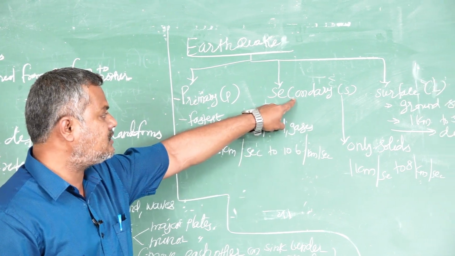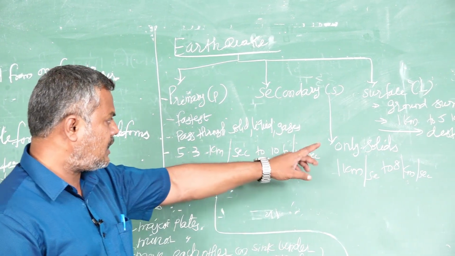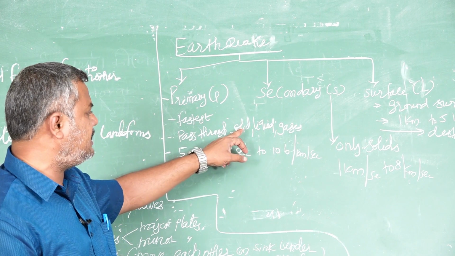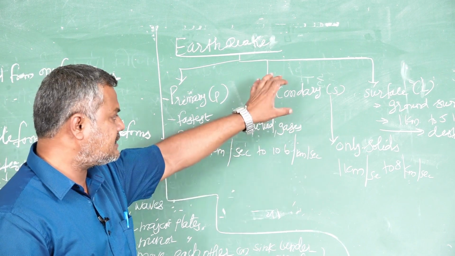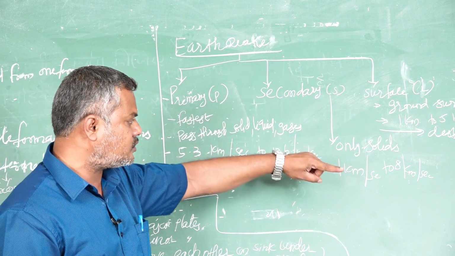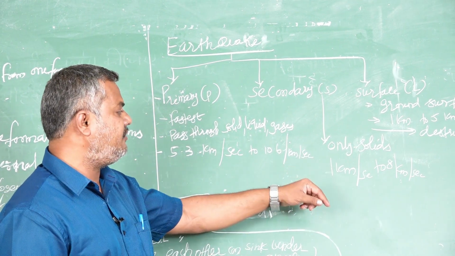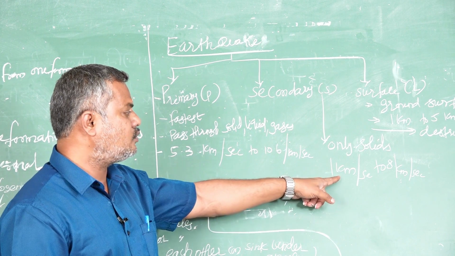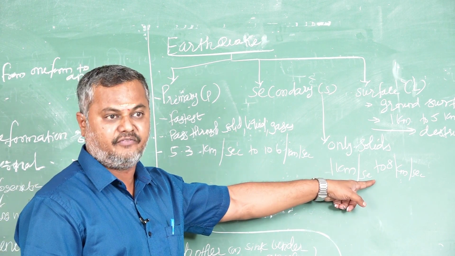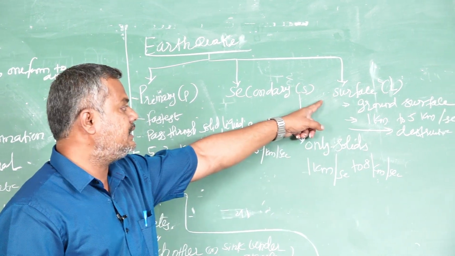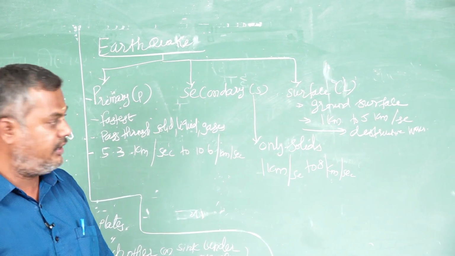The next one is secondary waves, called S waves. The primary waves may pass through solid, liquid or gases, but the secondary waves of the earthquake pass through only solid. The speed varies from the primary to the secondary: 1 km to 8 km per second. Got it? And the third one is surface waves, called L waves.